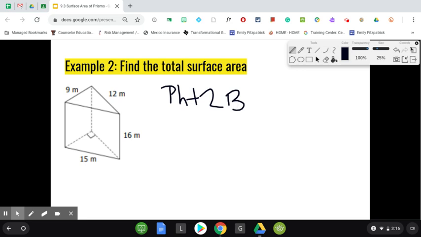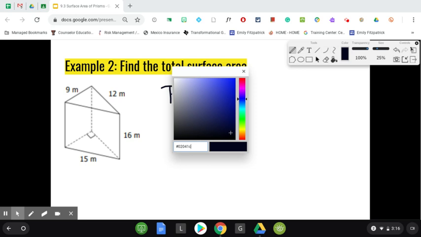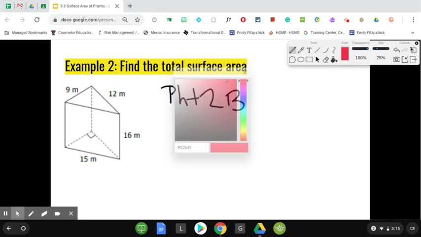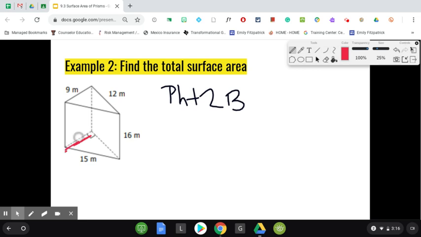So let's outline the base real quick, just so that we know which side is the base. Okay, that triangle is our base. So first thing we want to find is the perimeter of that triangle. Remember, perimeter, you just add up all the sides. We know one side is 15 because that's marked right there. But we also know what the other sides measure because of the top triangle. If this one is 9, this one is 9.